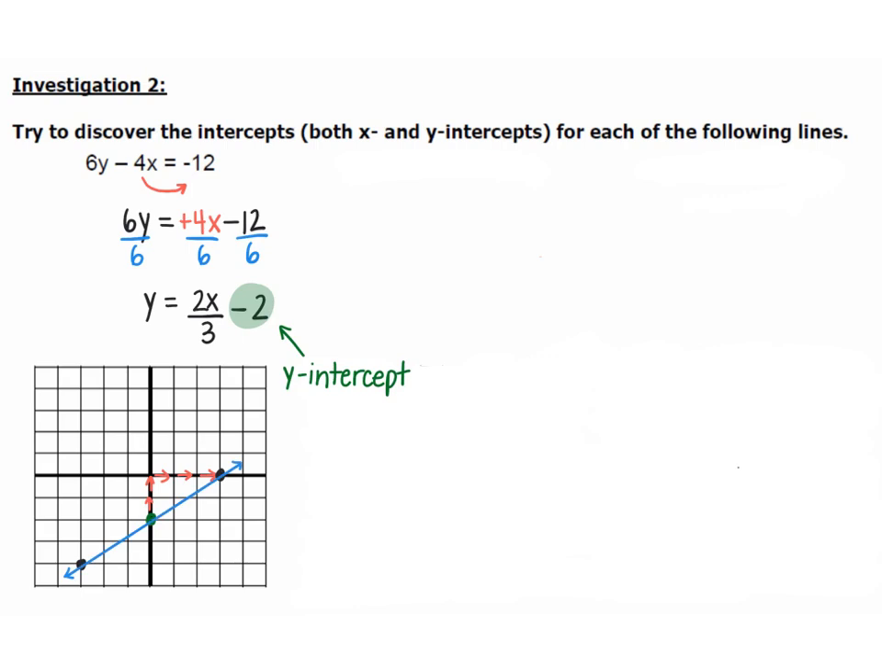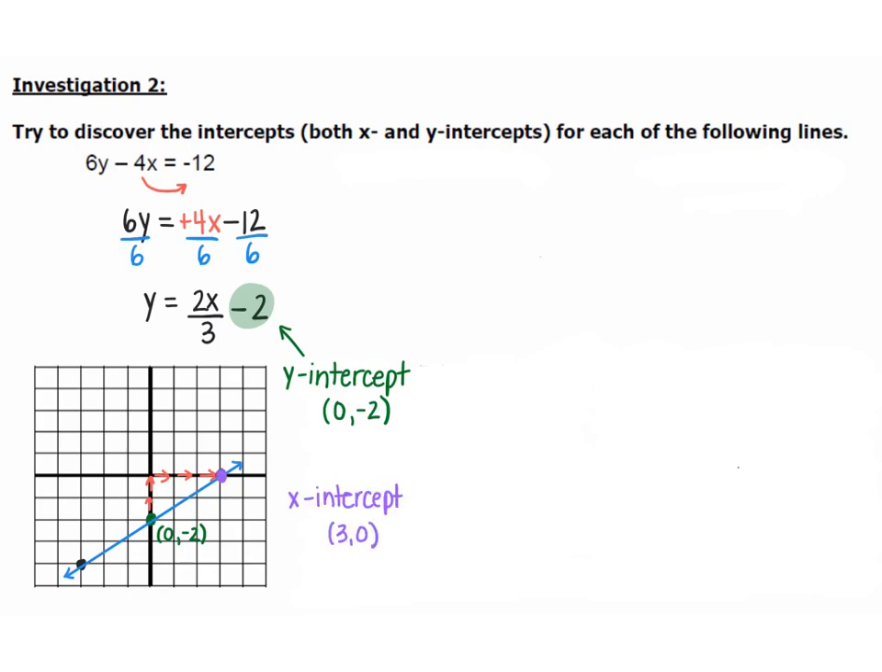In this second part of the investigation, we want to pay particular attention to our intercepts, both our x and our y-intercept. We know our y-intercept is our b value in our y equals mx plus b, so in this case, our y-intercept is -2. From the graph, we can see that our x-intercept is 3.